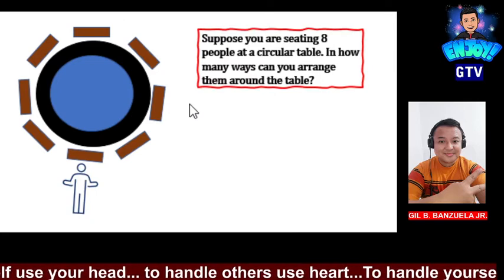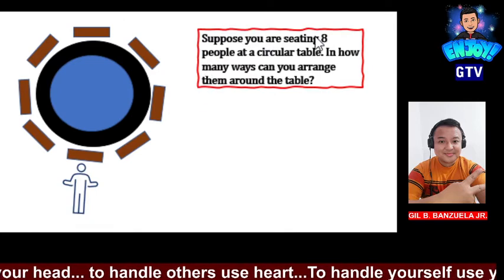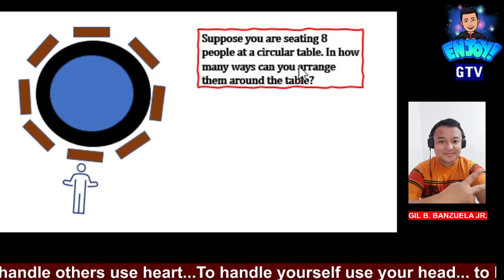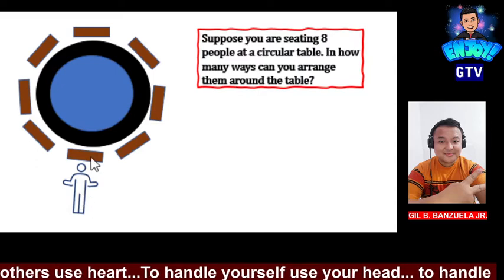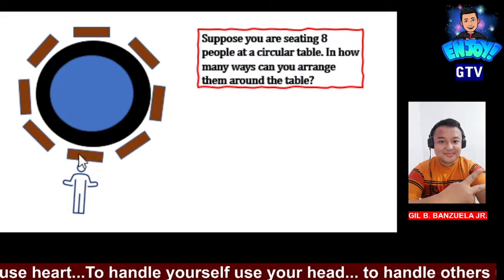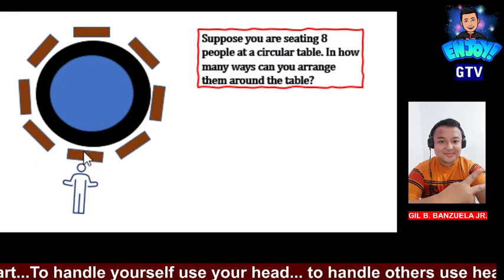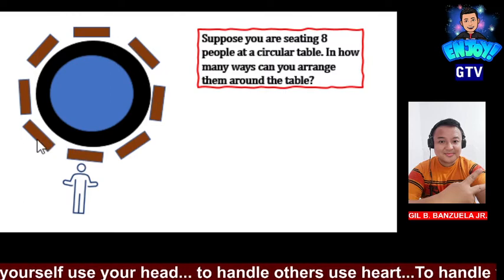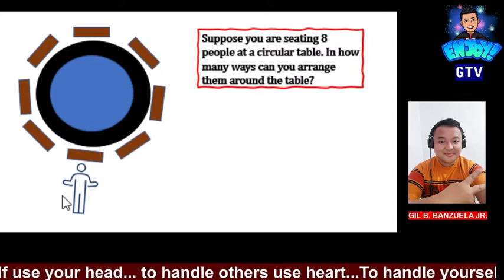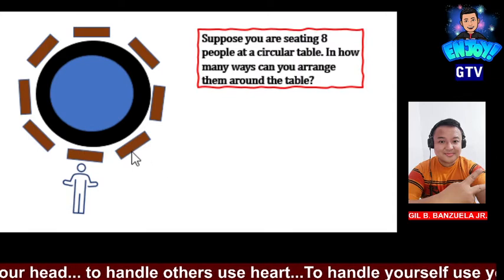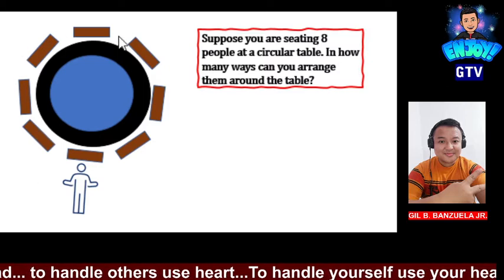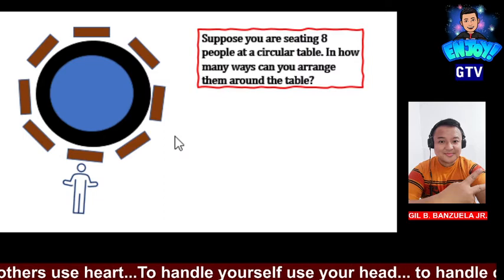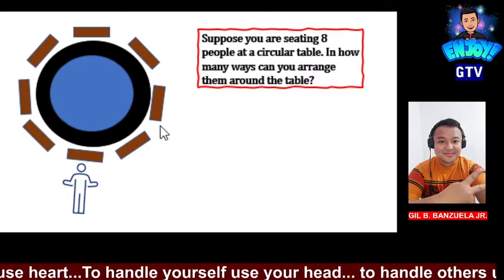So, let's take another example. Suppose you are sitting 8 people at a circular table. In how many ways can you arrange them around the table? Supposing I took this chair. So, what I can see in front is 5 chairs, 1 to the left and 1 to the right. If I took the second chair, ganun pa rin. Meron pa rin akong 5 chairs in front, 1 on its left and 1 on its right. So, it is true, no? So, on that note, simplihan lang natin.